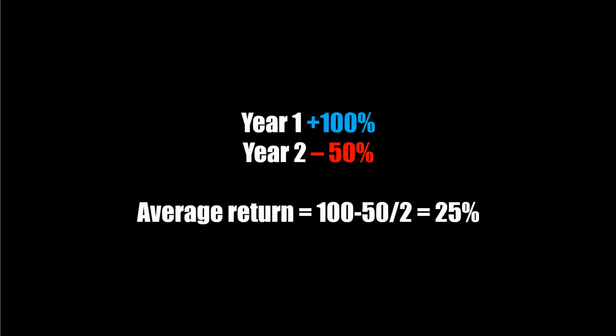Let's assume I run a fund, and in year 1 I make 100%. In year 2, I lose 50%. In simple terms, I could put in my marketing material that my fund returns 25% per annum, because it does. 100 minus 50 divided by 2 is 25. And if I asked someone the question, let's assume that you invest $100,000 in this fund, how much do you have at the end of year 2?